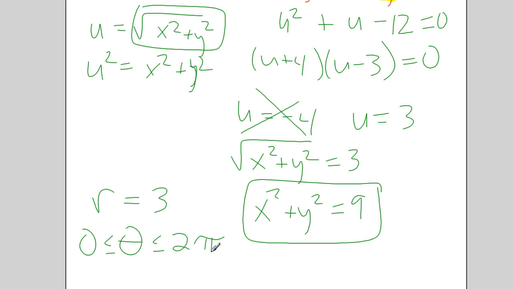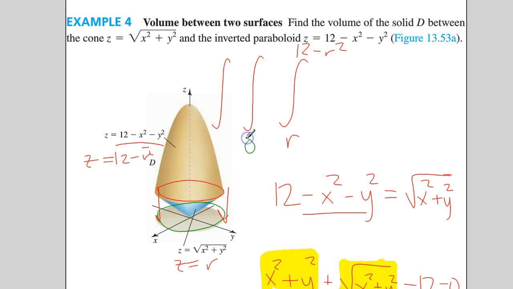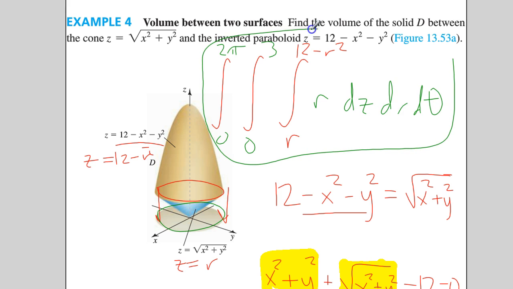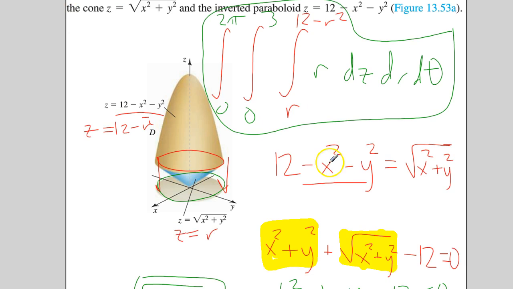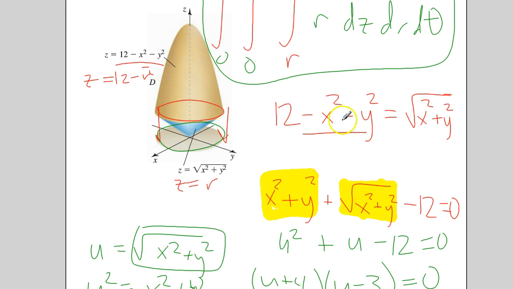Alright, so there would be your setup. 0 to 3, and then 0 to 2 pi, dz dr d theta. Alright, and then you could put all that into Wolfram once you get it all set up. Okay, so that's a little trick. If you didn't see to do that, if you squared both sides, you could eventually get there.